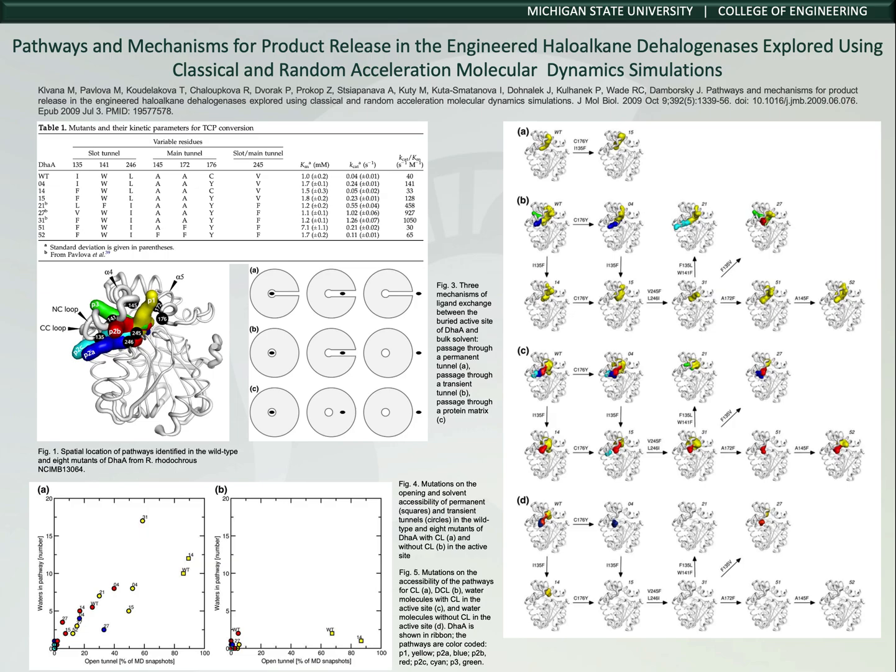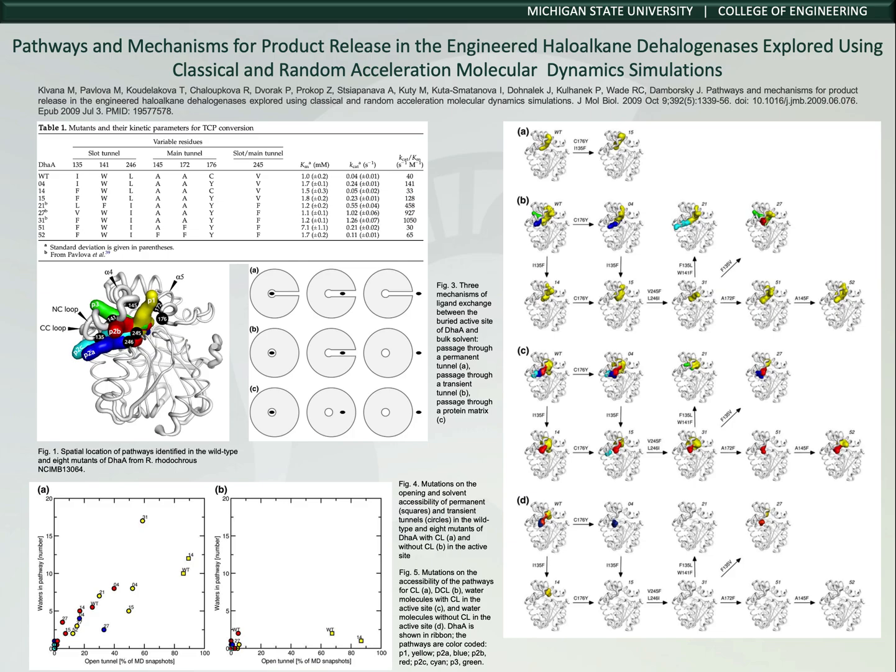The structures of the enzyme product complexes for dehalogenation of TCP were modeled by molecular docking of DCl into wild type DHAA complexed with Cl, and the molecular docking trajectories were investigated for the release of the products, DCl and Cl, and for the exchange of the water molecules between the buried active site and the bulk solvent. And so the ligands can be exchanged between the buried active site and the bulk solvent by 5 different pathways and by 3 mechanisms.